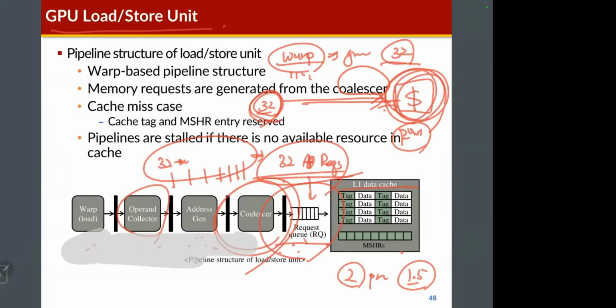GPUs also use a cache that has large blocks. Usually CPUs use a 32-byte or 64-byte cache line size, but GPUs use a 128-byte cache block, which means the cache block size is larger than the CPU's. So why 128 bytes?